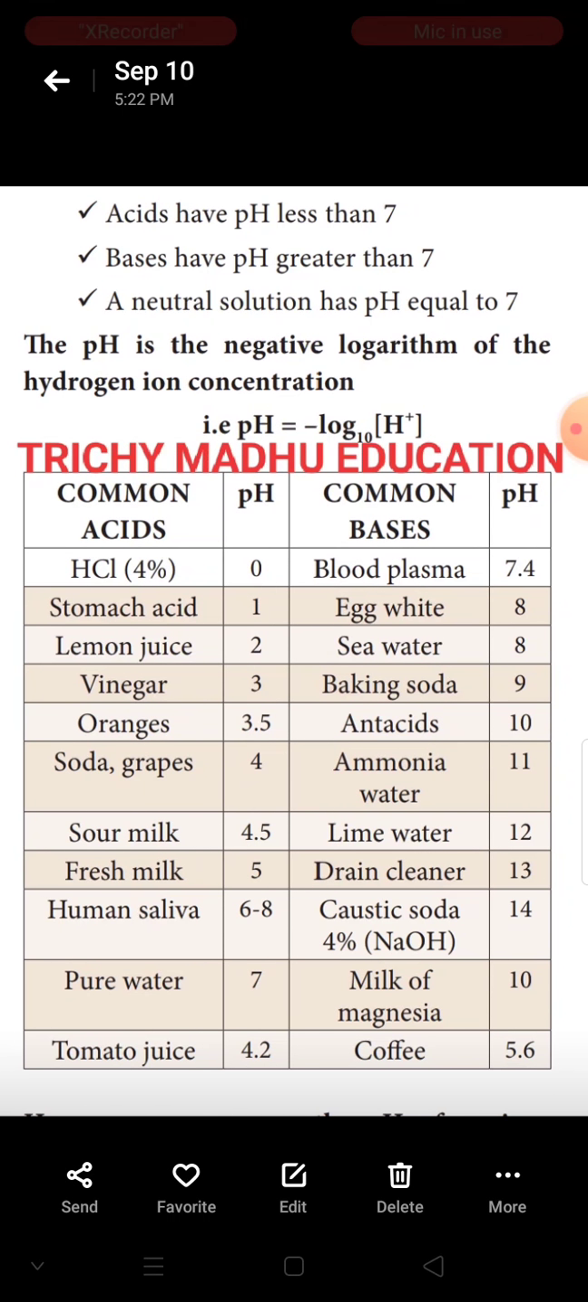Important points. The next one, acids have pH less than 7. When the pH is less than 7, it is an acid. When the pH is greater than 7, it is a base. A neutral solution has pH equal to 7. The pH is the negative logarithm of the hydrogen ion concentration.